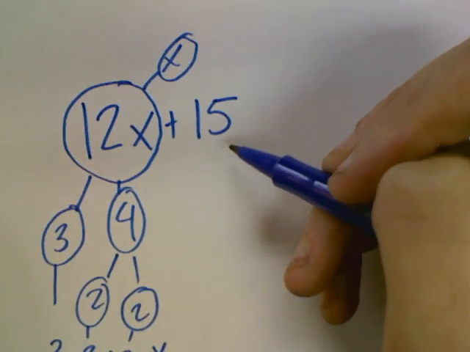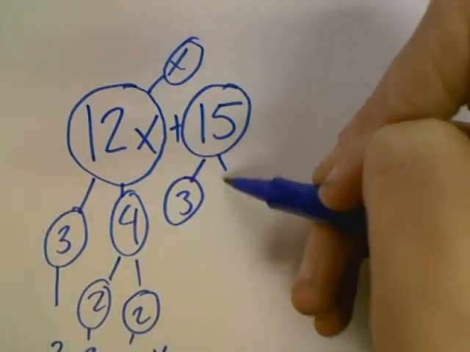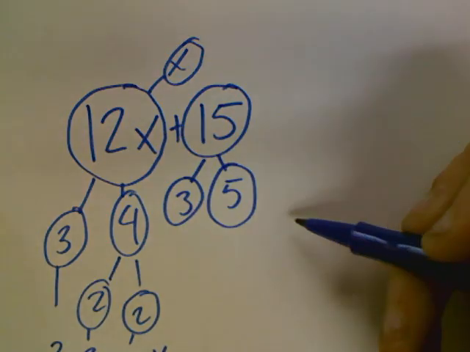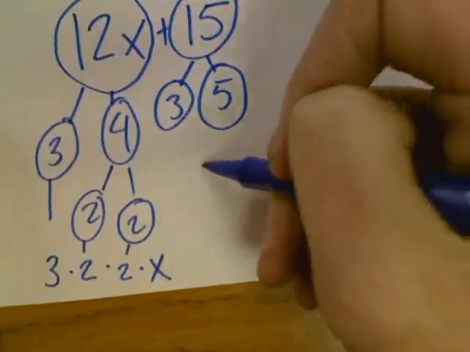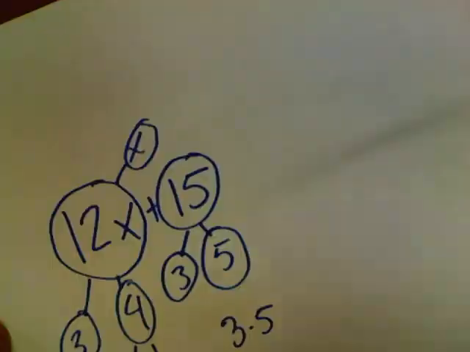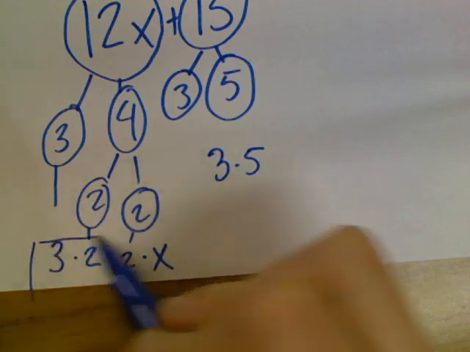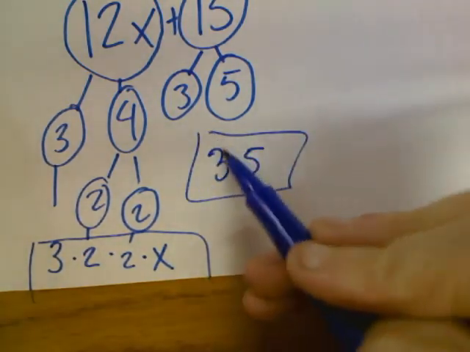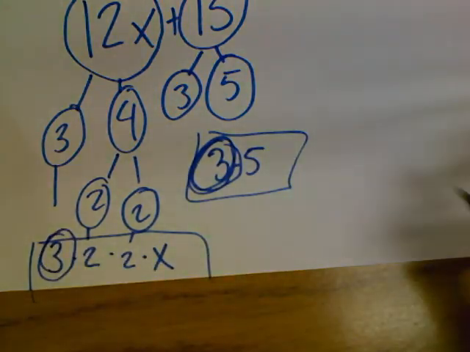Okay, and then plus 15. So the factors of 15 are 3 times 5. 3 and 5 are both prime numbers, so this number here just equals 3 times 5. When I'm looking at the factors of both of these, I notice that they both have 3 in common. I'm seeing 3 here and I'm seeing 3 here.